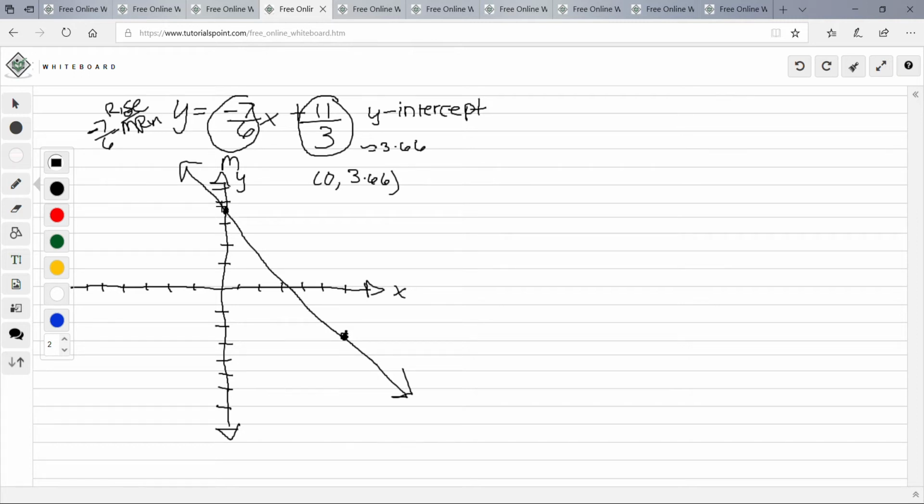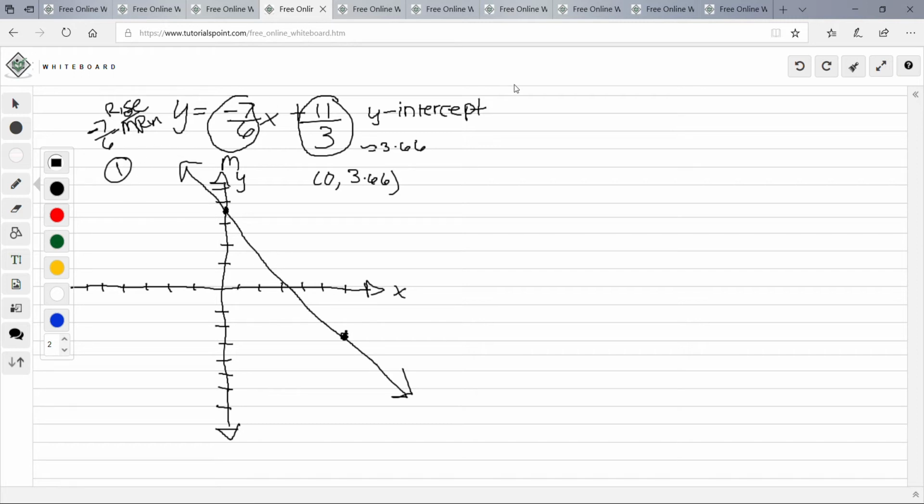So in this case, I could go down 7 from the y-intercept, down 7, and then right 6. Or you could have gone from the y-intercept, you could go up 7, and then left 6. It doesn't matter as long as it's going this way, the negative way. So that's the first way.